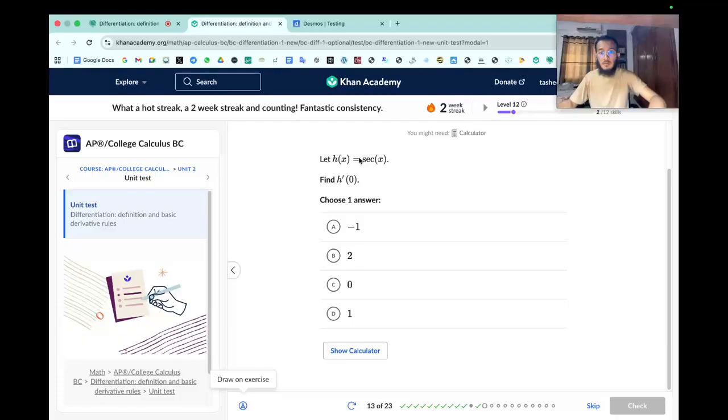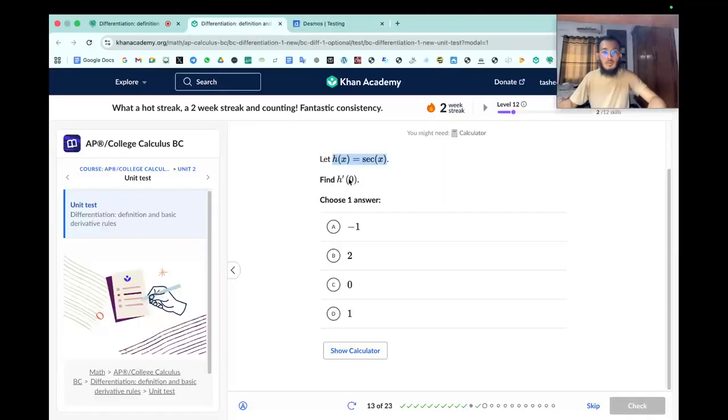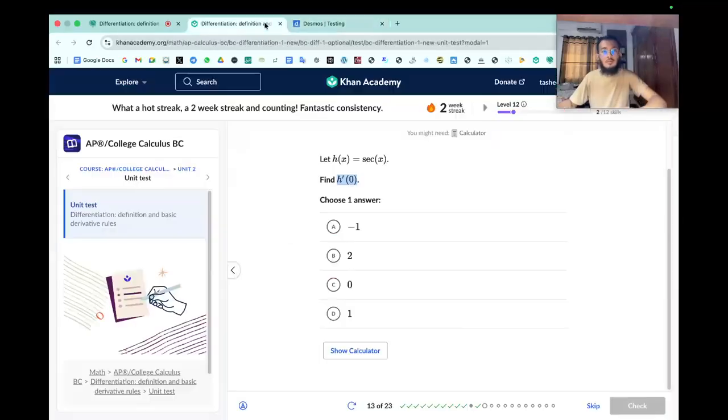But we want to check this. If you want to check this, let's see what Desmos gives. 0. Yep.